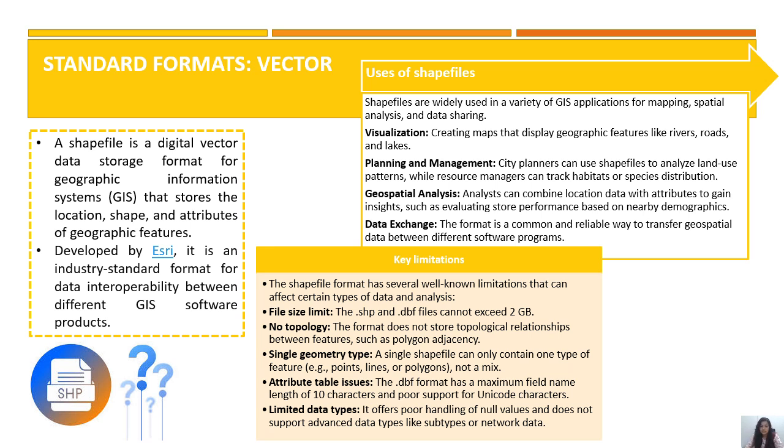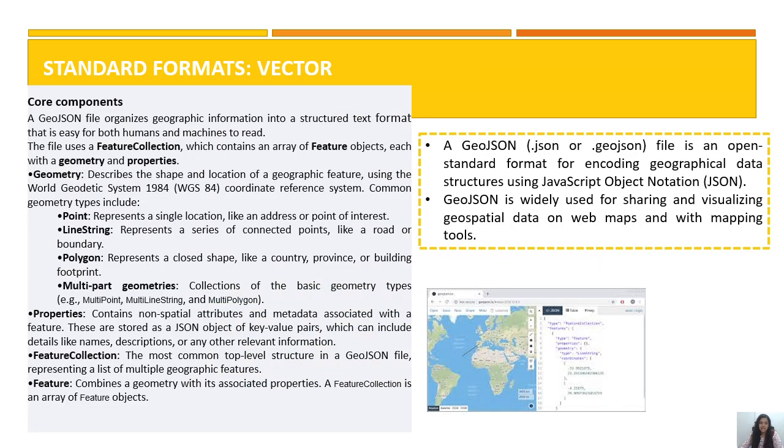Next is attribute table issues. The DBF format has a maximum field name length of 10 characters only. It supports Unicode characters poorly, and it has very limited data types. It handles null values poorly, and does not support advanced modeling or network type data. Okay, this is about our shapefile.